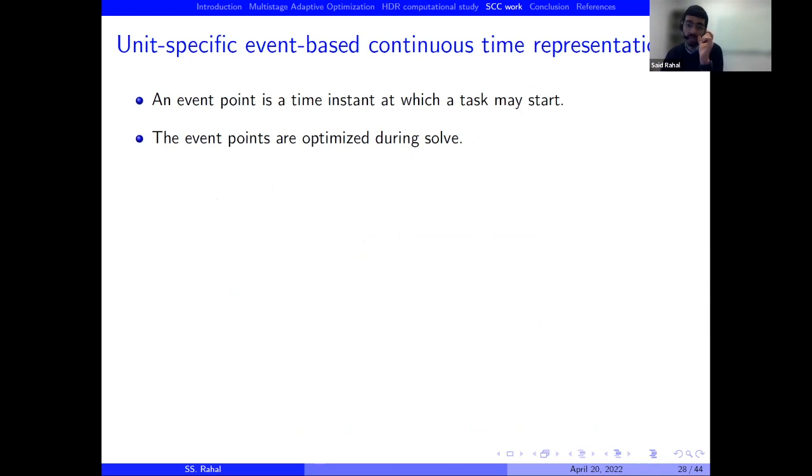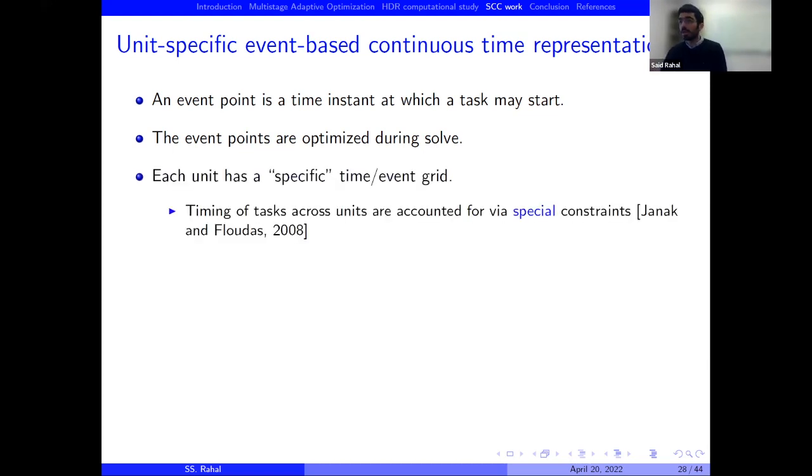Here, the motivation behind the work has mainly to do with the unit-specific event-based continuous time representation. An event point is nothing but a time instant at which a task may start, in this case, the processing of a ladle. And these time instants are also decisions in the problem, so they are being optimized by the start and finish decisions we saw earlier. Each unit has its own time grid or event grid, so that's why the name unit-specific. And the timing of the tasks across sequential units is accounted for via special constraints, which we'll see in a minute.